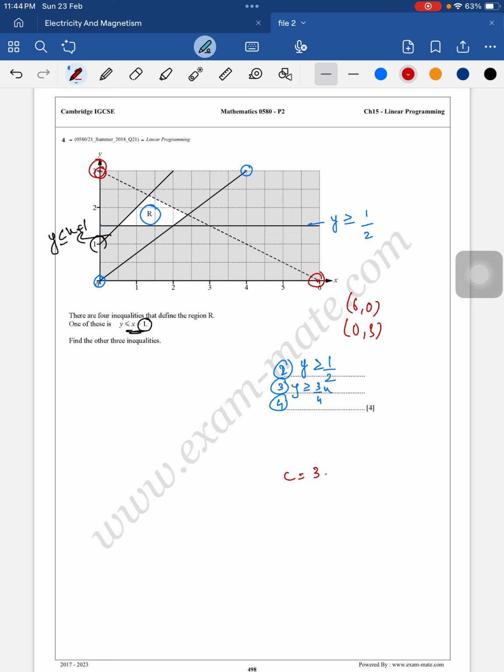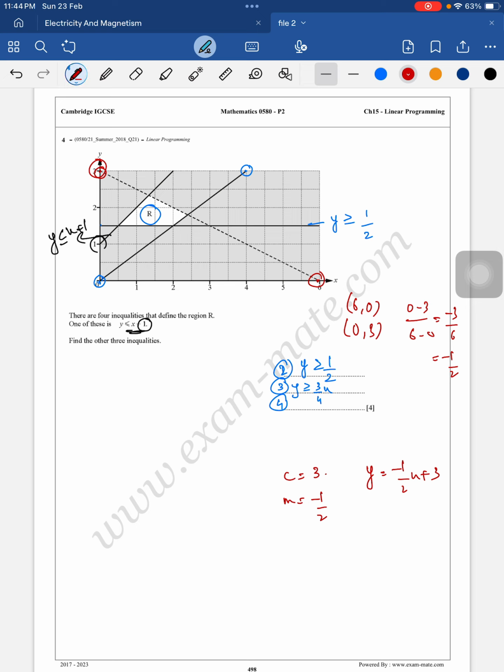So if I take out gradient, so it will be 0 minus 3 and 6 minus 0, that will be minus 3 upon 6, it will be minus 1 upon 2. So m is equals to minus 1 upon 2. So y is equals to minus 1 upon 2x plus 3.